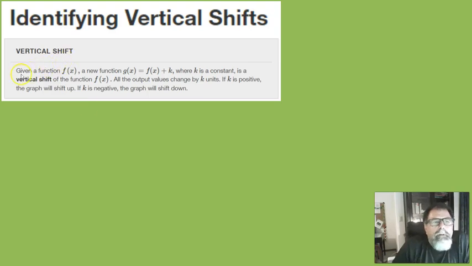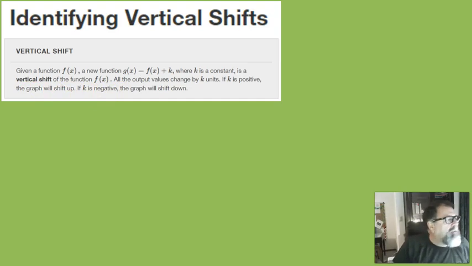Vertical shift. Given a function f of x, a new function g of x equals f of x plus k, where k is a constant, is a vertical shift of the function f of x. All the output values change by k units. If k is positive, the graph will shift up, and if k is negative, the graph will shift down.